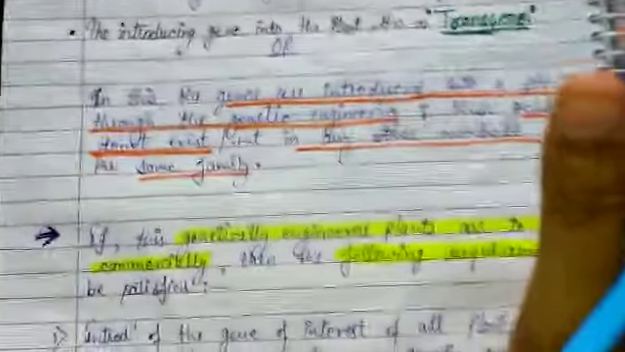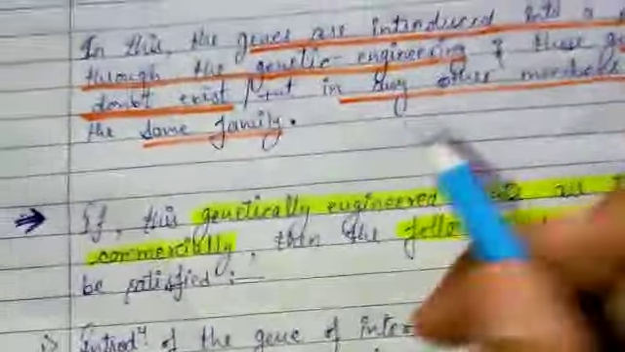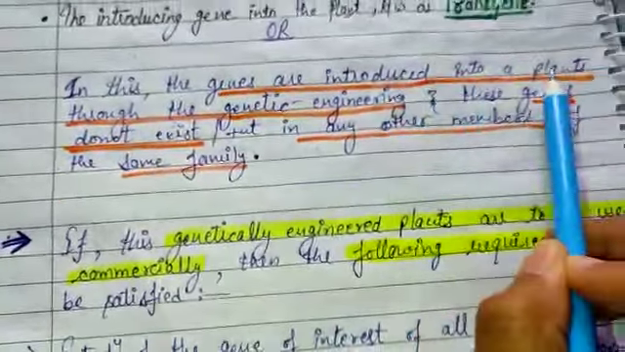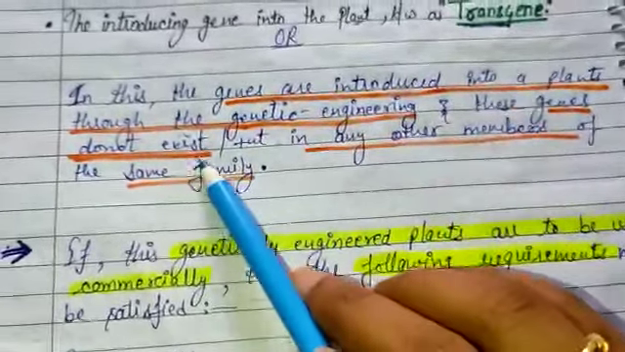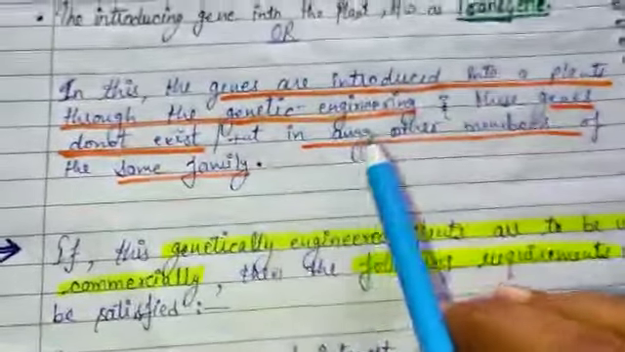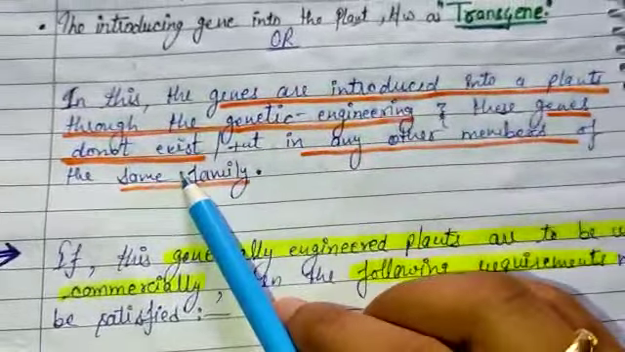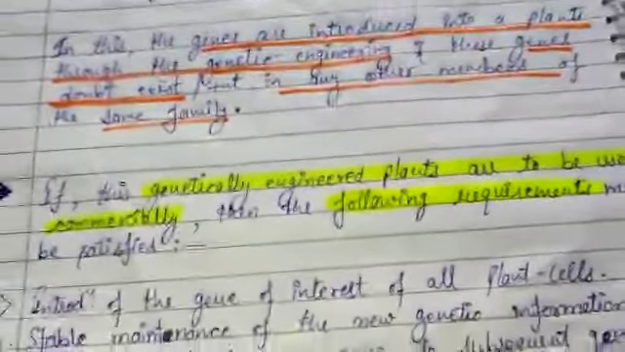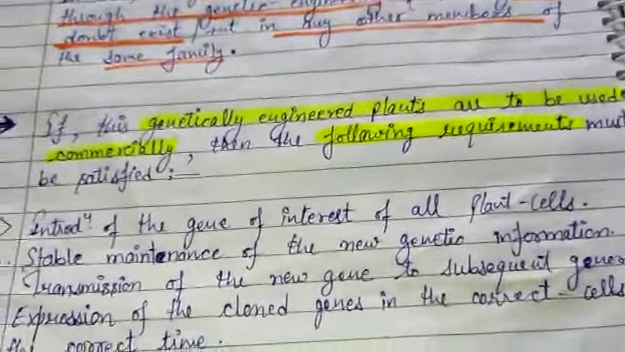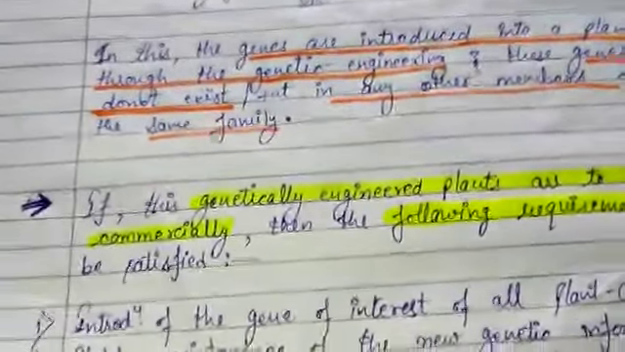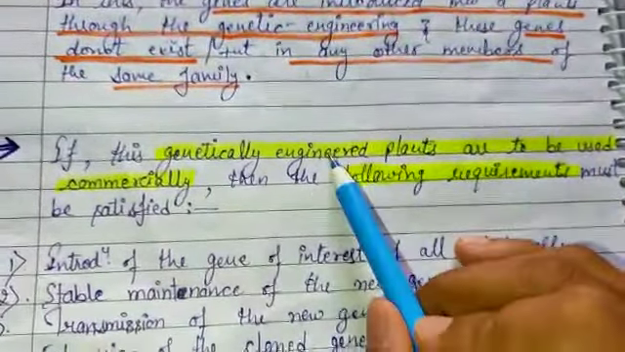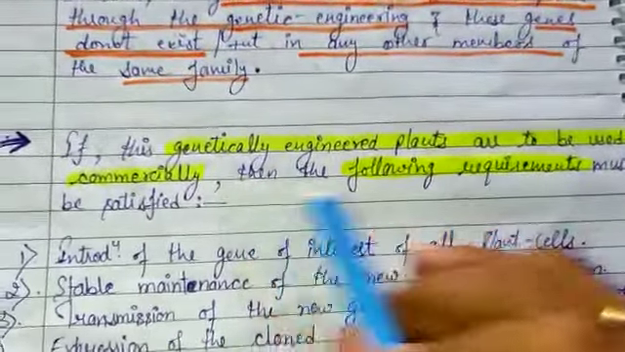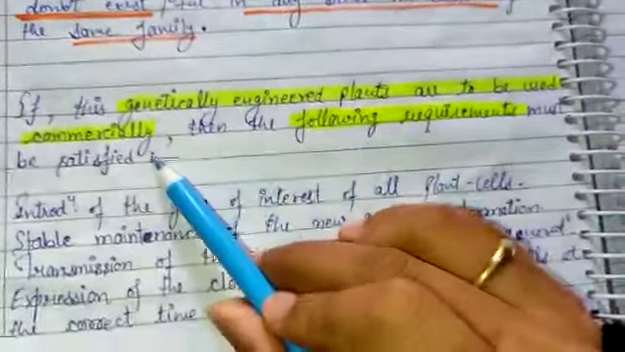One more definition of transgenic plants is that the genes are introduced into a plant through the genetic engineering technique, and these genes do not exist or are not present in any other member of the same family. Clear? So when the genetically engineered or transgenic plants are formed and we use them for a commercial purpose, then the following requirements must be satisfied.